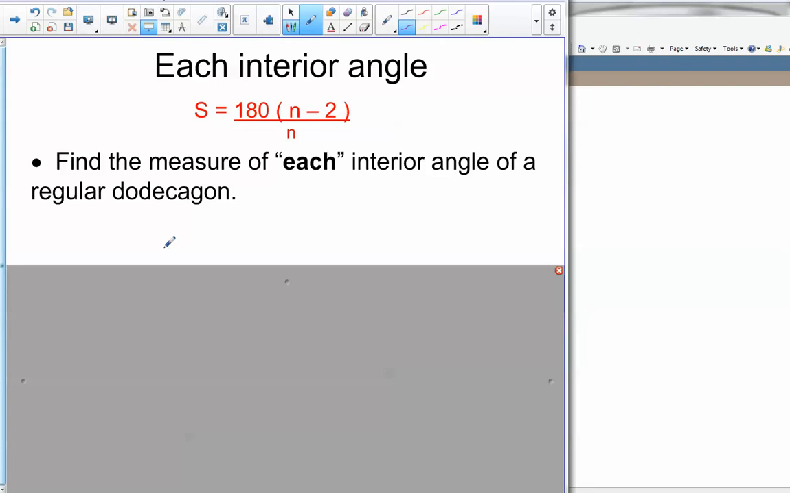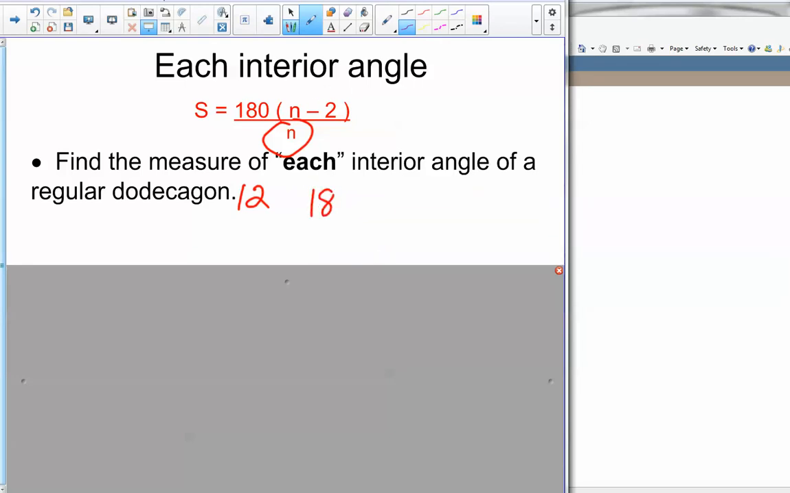So theoretically, through that exploration activity, you came up with this. The sum of your interior angles is 180 times n minus 2. And each interior angle is going to be 180 times n minus 2 divided by your number of sides, n. Okay, so find the measure of a regular dodecagon. That's 12 sides. Okay, it's 12-sided dice.